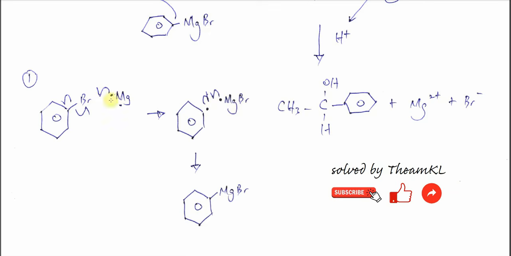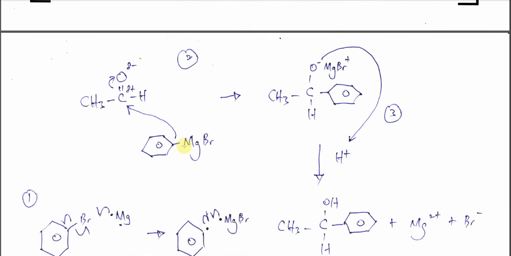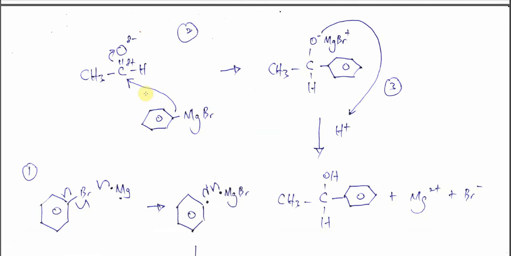After that, the benzene will form another bond with the magnesium. So that's how the reagent is produced. This is step 1. Now this reagent will attack the ethanal, because the question mentions ethanal. There is a pair of electrons in the C-magnesium bond, so this is a nucleophilic attack.